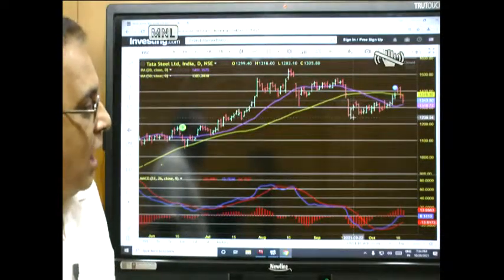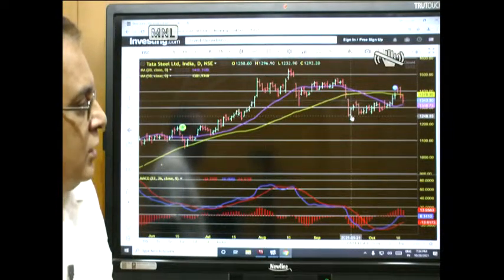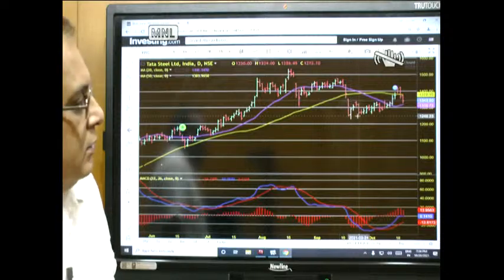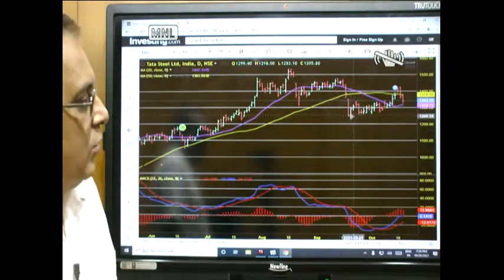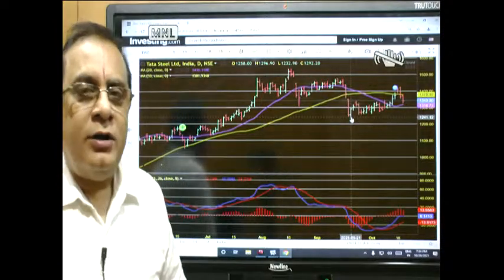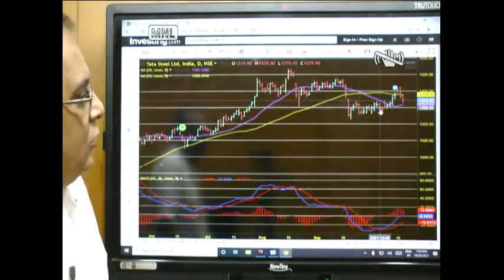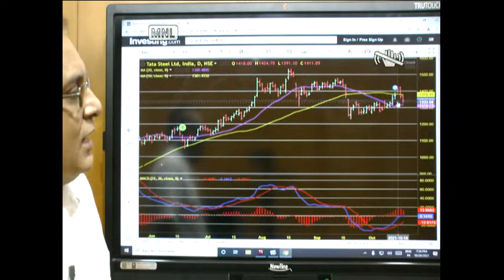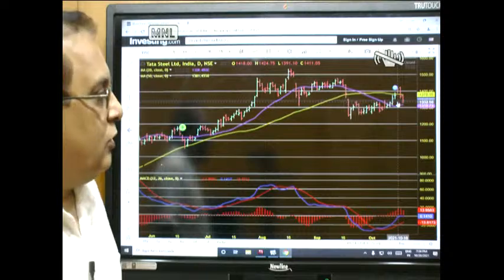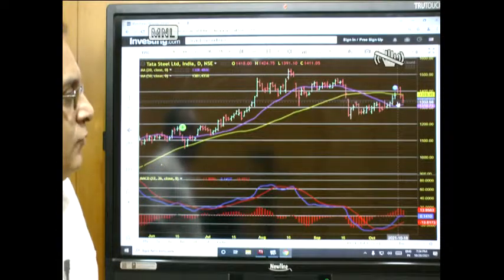But here, once it started to rally above this day's high, this has become a clear bottom. So once this is a clear bottom, we said no, we should go long on Tata Steel. We were speaking about all those things closer to these 1270, 1280 levels. And then it has subsequently rallied to this place of 1420, 1424.